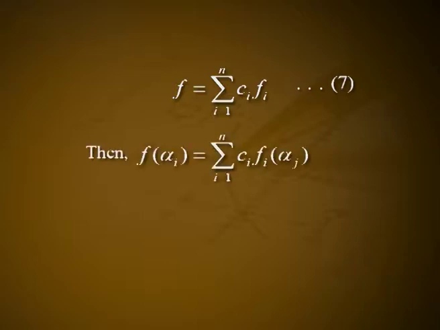In this way, we obtain from B a set of n distinct linear functionals f_1, f_2, etcetera, f_n on V. These functionals are also linearly independent. For suppose f equal to sigma i equal to 1 to n of c_i into f_i, equation 7. Then f of alpha_j is equal to sigma i equal to 1 to n of c_i into f_i of alpha_j, which is equal to sigma i equal to 1 to n of c_i into delta_ij, which is equal to c_j.